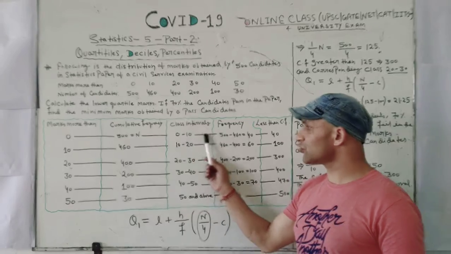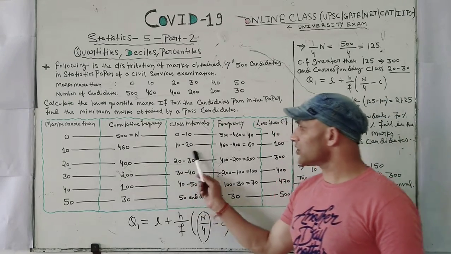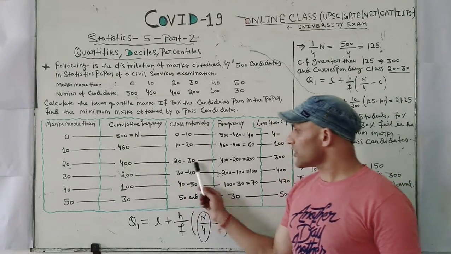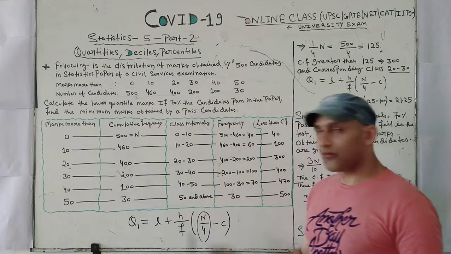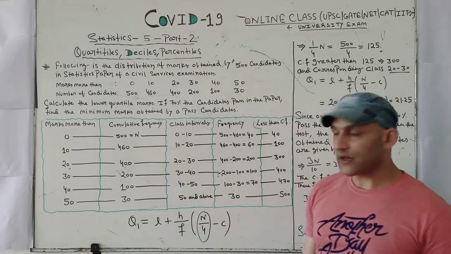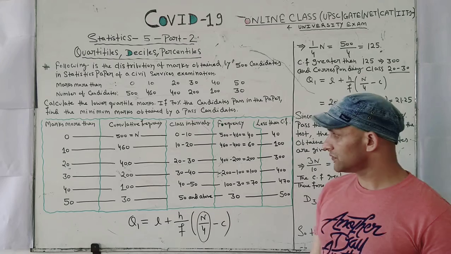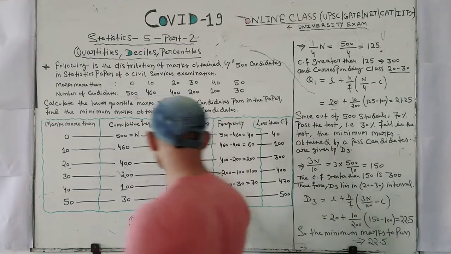At first 0 to 10, then 10 to 20, then 20 to 30, then 30 to 40, then 40 to 50, and after that 50 and above. These are the class intervals.